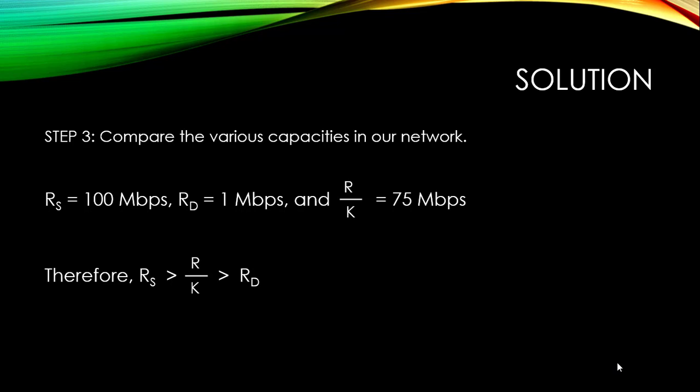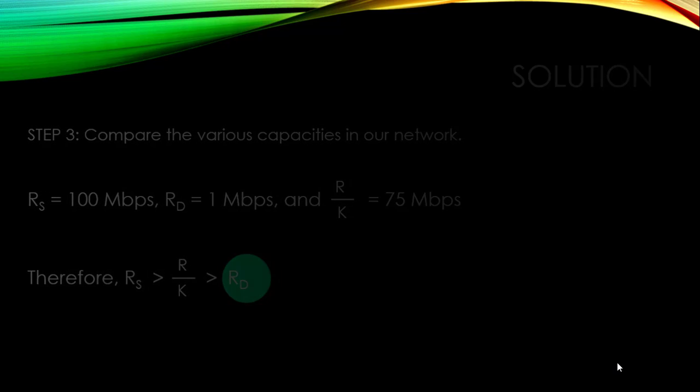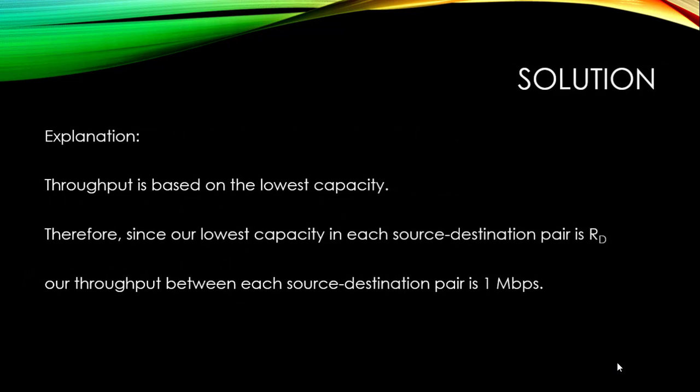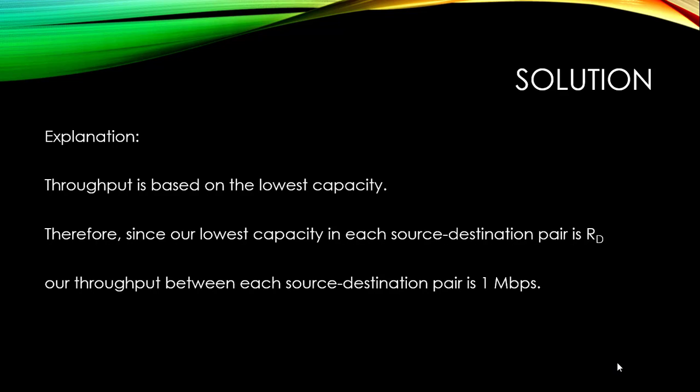So step 3, we went ahead and then compared the various capacities in our network, and we found that RD had the lowest capacity. And of course, the explanation for this is that throughput is based on lowest capacity. So therefore, the actual value for the throughput was 1 megabit per second, because that was the value for RD.